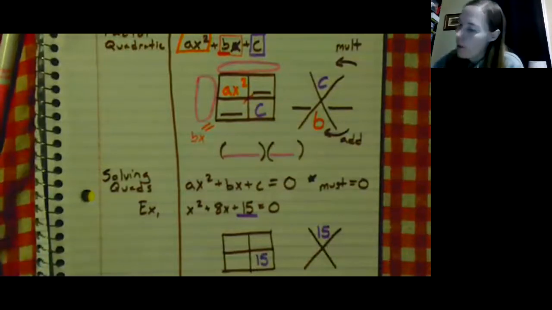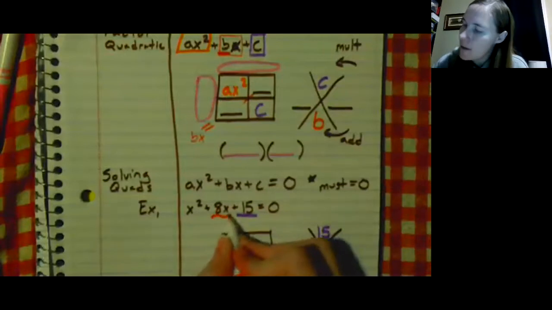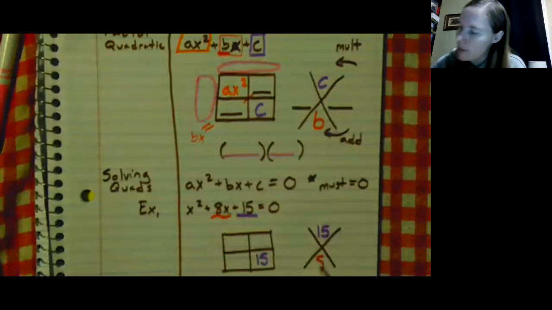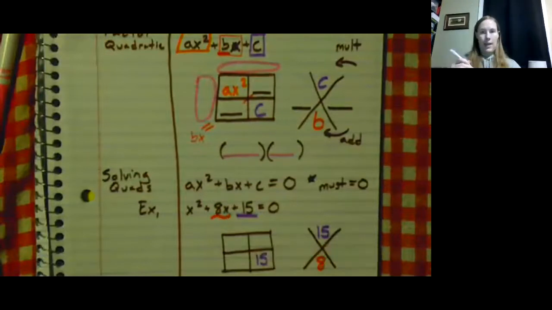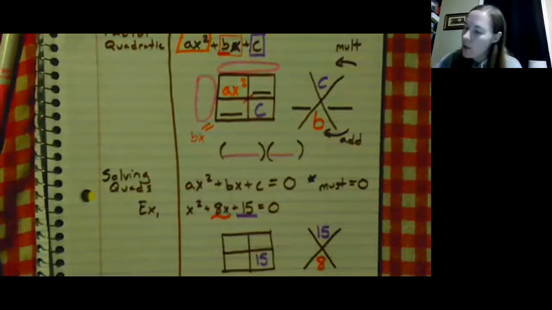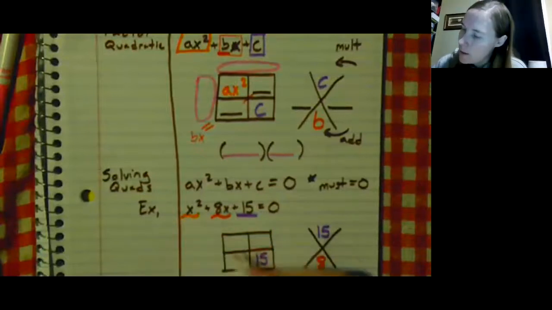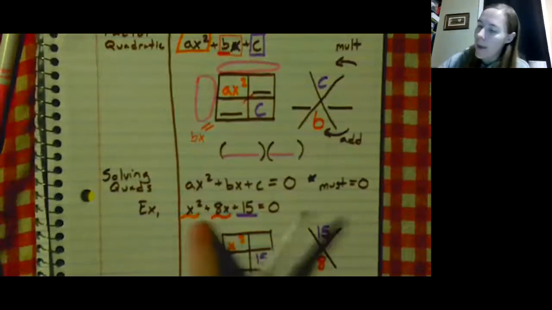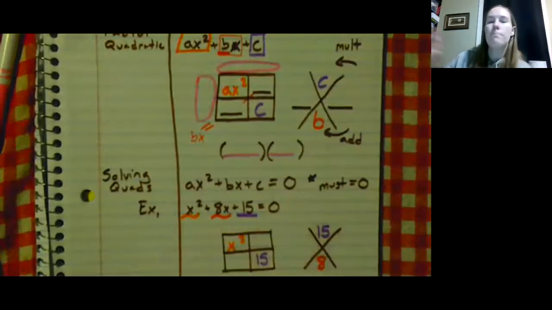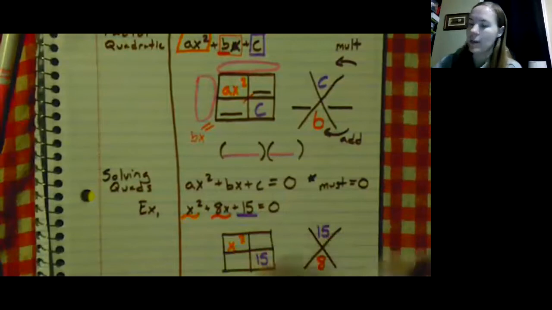I also know that my b goes down here, that 8, and that these two things will have to equal 8. And then lastly, I know that this x squared goes here. So that was just me taking all the information from my initial equation and putting it in places. So notice 15 is the only thing that shows up twice.